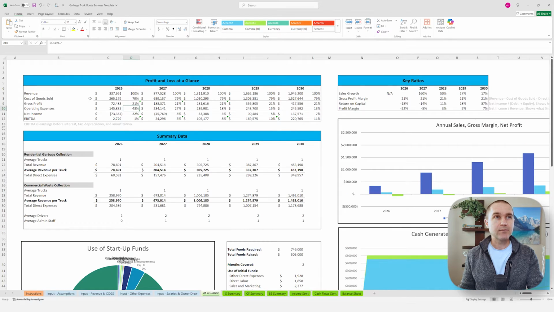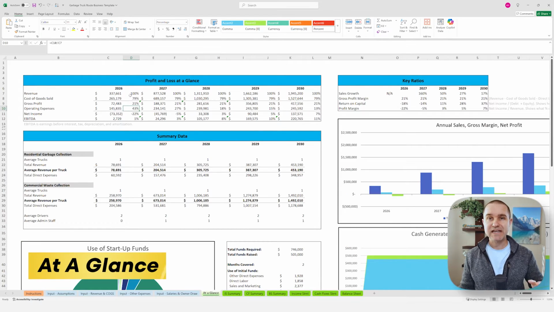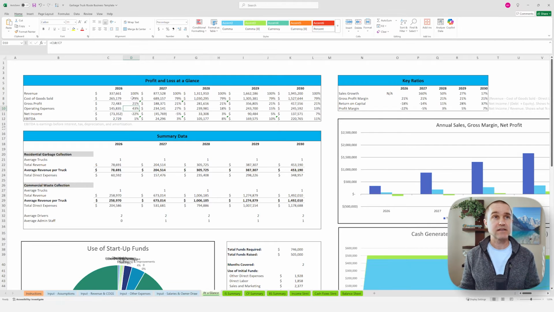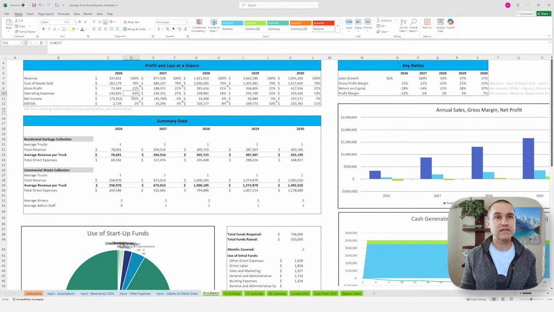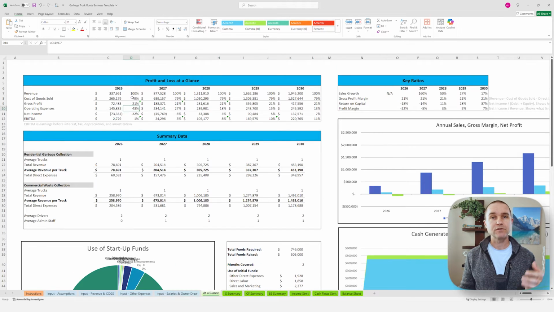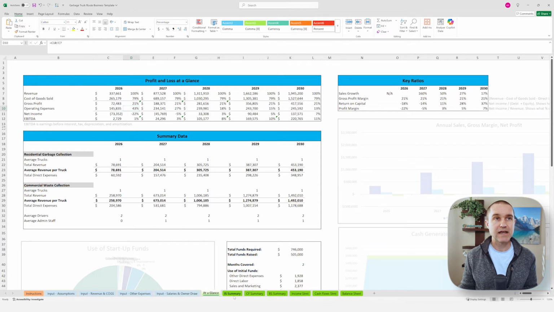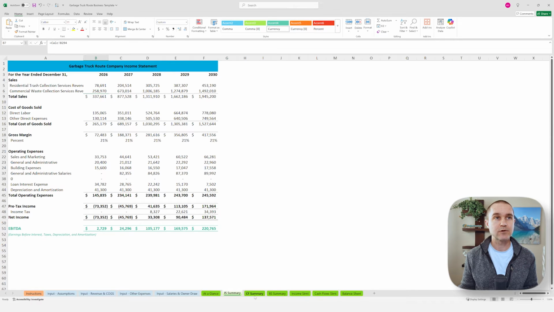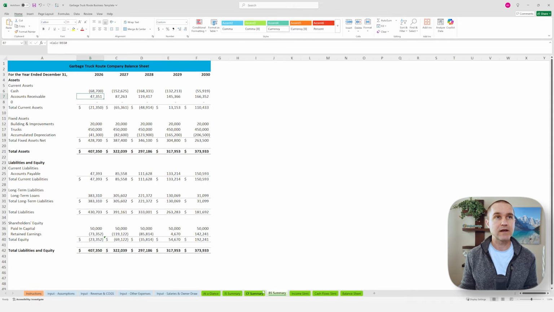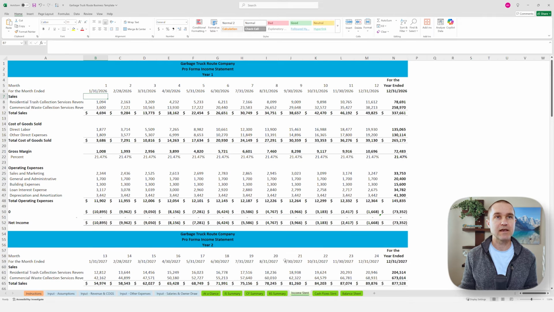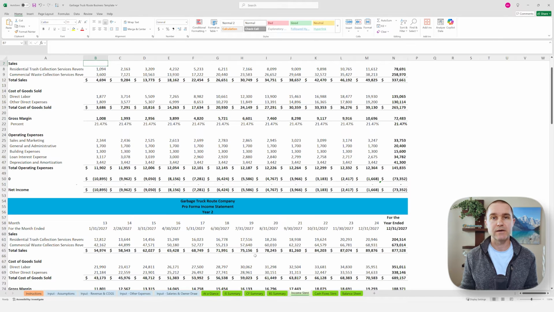Okay, so I am on the at a glance tab. This is kind of the end of the process. So after you've entered in all of your assumptions and details on these other input tabs, this is the output. You'll get some different charts and tables and graphs that will be useful to throw into your business plan or put in an investor pitch deck. And then you'll get a 5-year income statement summary, 5-year cash flow summary, 5-year balance sheet summary, and then the income statement, cash flow, and balance sheet all broken down by month.